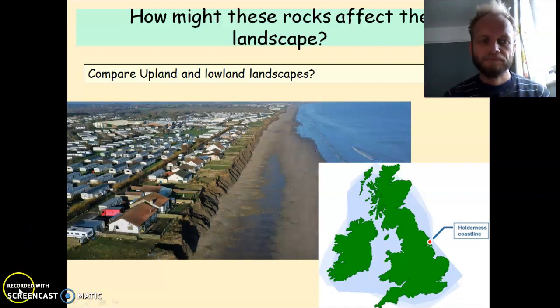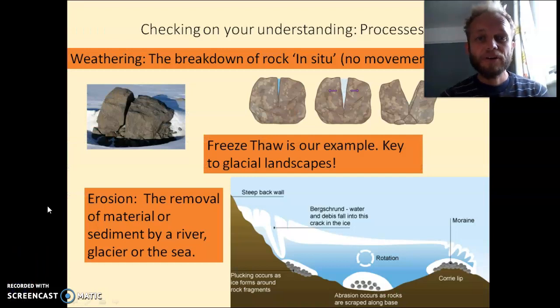Okay, so now we're going to look into why have we got these different landscapes. What are the processes that are going on behind the scenes for us to really get these amazing landscapes and these different processes going on.